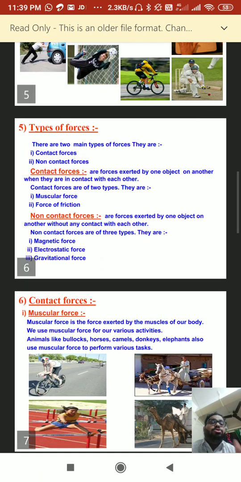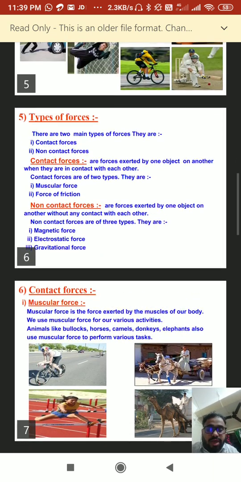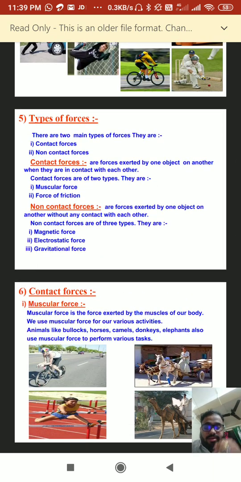Now what are the different types of force? The different types of force are: number 1, contact force; number 2, non-contact force. Contact forces are those which act in contact. Examples are muscular force and force of friction. Muscular force is the force exerted by the muscles, and frictional force is the force which acts in the opposite direction to the applied force. For the frictional force to be exerted, there should be contact between the two surfaces.